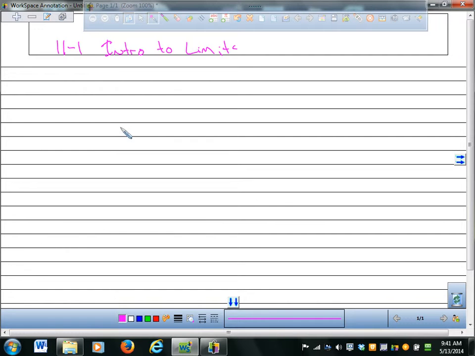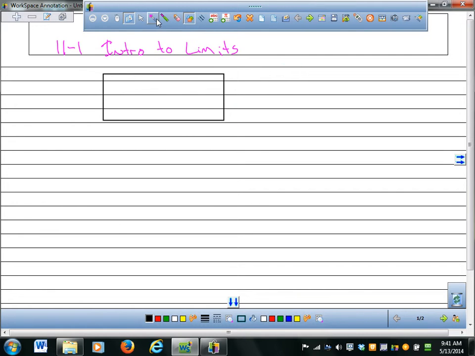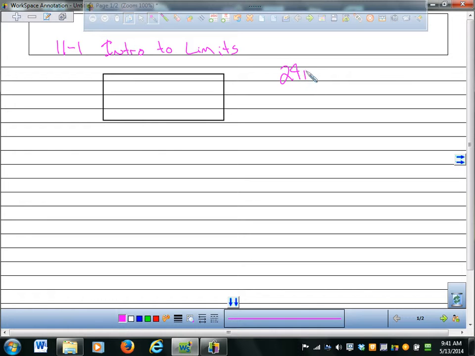You're given 24 inches of wire, and you're asked to form a rectangle whose area is as large as possible. If you were going to make a rectangle, I can make one on here. You're given a perimeter, or 24 inches of wire with which to construct a rectangle, and you want to make the biggest rectangle possible.